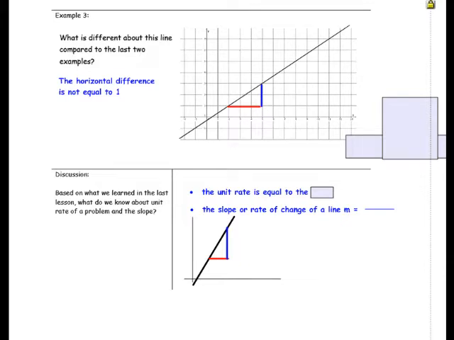The horizontal difference is not equal to 1. Again, the run is not equal to 1, as it was in the previous two problems. Based on what we learned in the last lesson, what do we know about the unit rate of a problem and the slope?